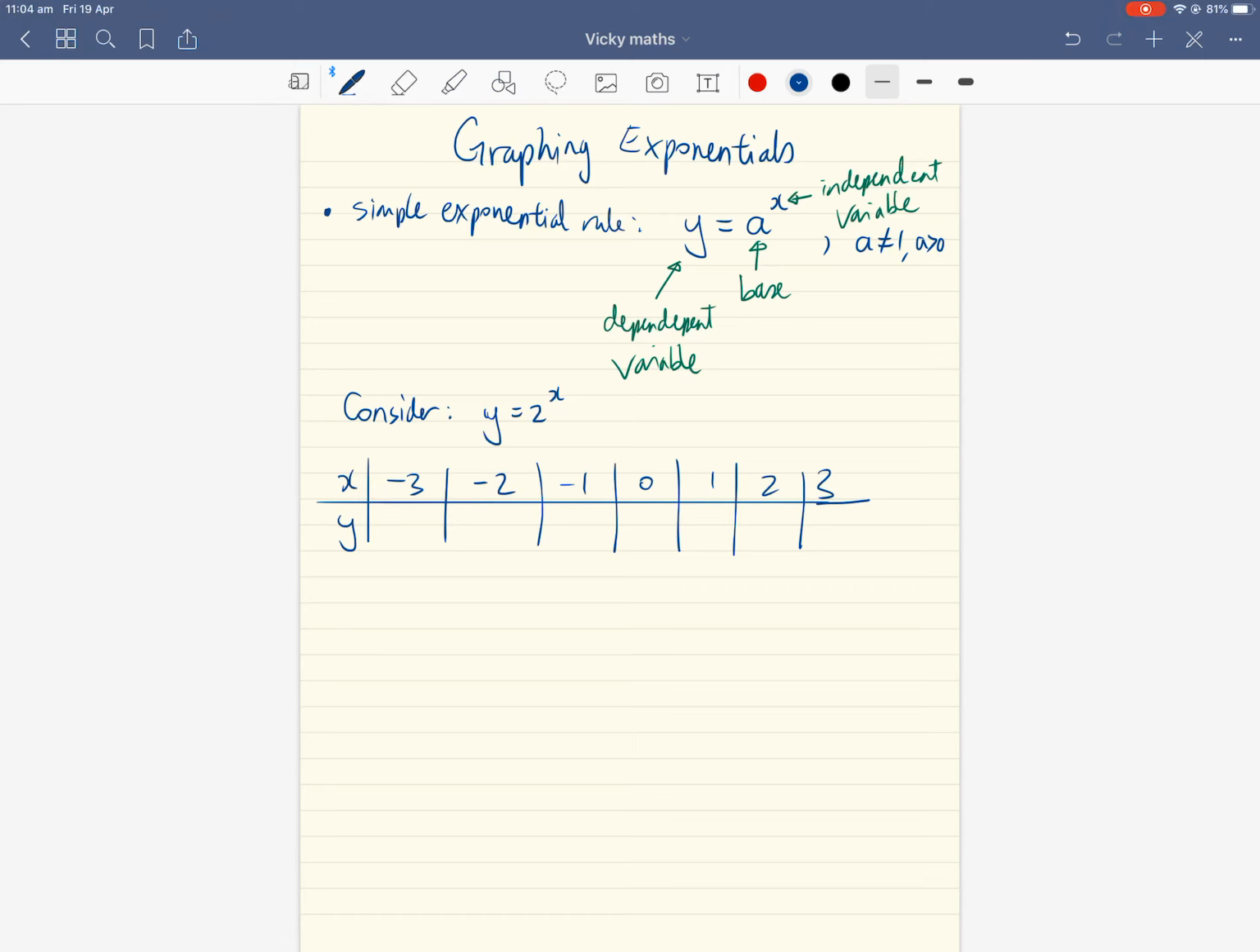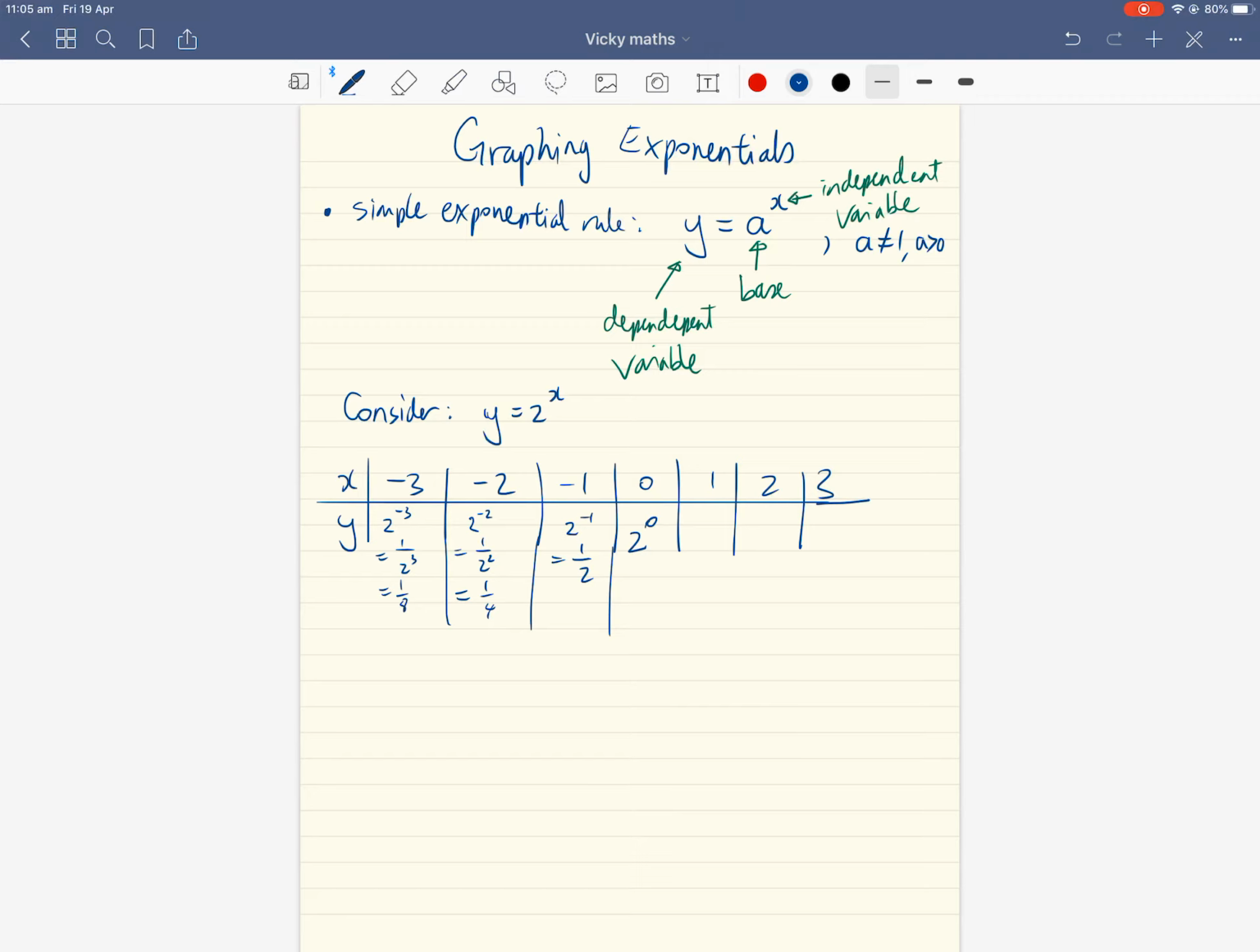So when x is -3, y is 2 to the -3, which is 1 over 2 cubed, which is 1 over 8. So when x is -3, y is 1/8. Similarly, when we substitute x is -2, we have y is 2 to the -2, which is 1 over 2 squared, which is 1/4. And then you'll see a pattern. So when x is -1, y is 1/2.